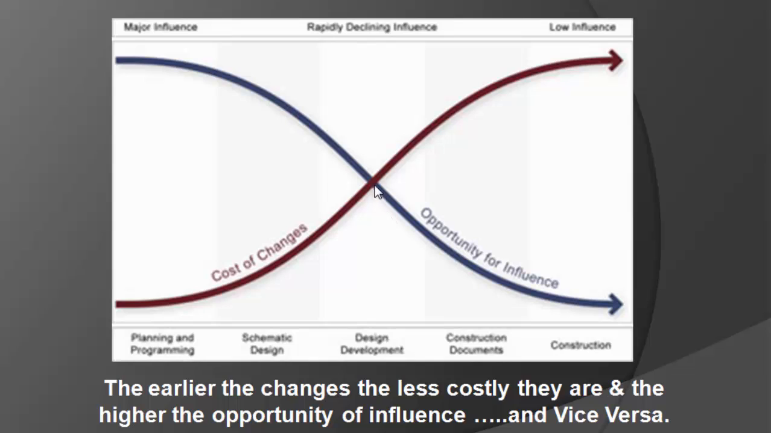So from this point on, change becomes much more expensive than the influence, than the impact that this change will have on the functionality of the building, on the economics of the building, and on the aesthetics of the building. At the design development stage, the more changes you make, the less opportunity of influence you have, until you reach construction, where it is completely diminished, and any change requires a very, very costly decision whose benefit would be almost negligible or without any impact.